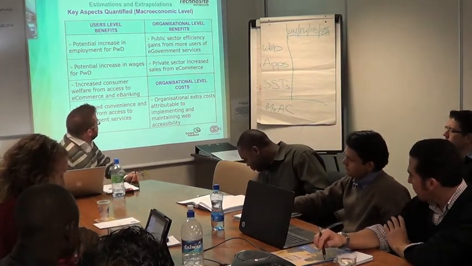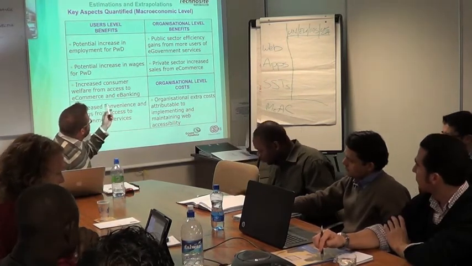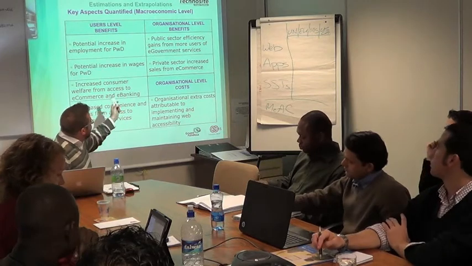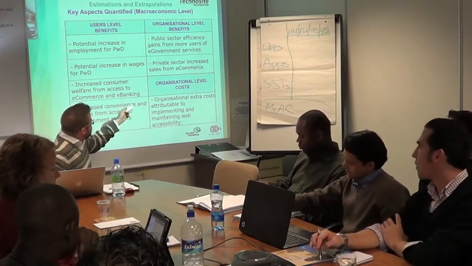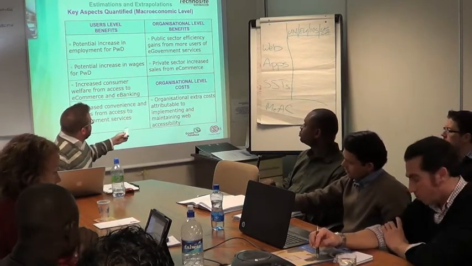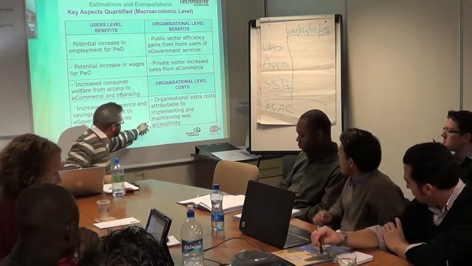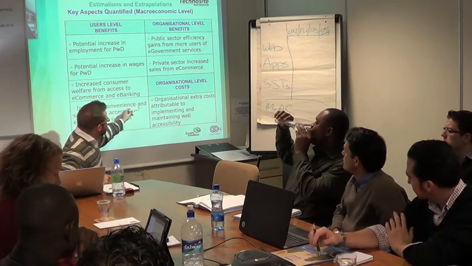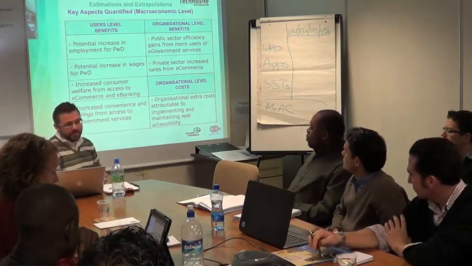The organization can benefit by the public sector efficiency gains from more users of e-government services. Private sector also increased sales from e-commerce. But the main cost seen on the organizational level was attributable to implementing and maintaining web accessibility.